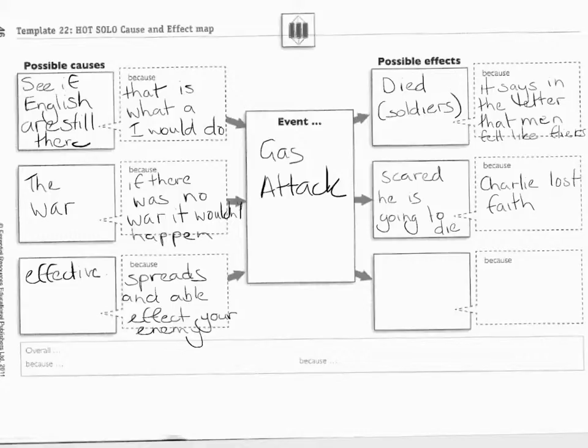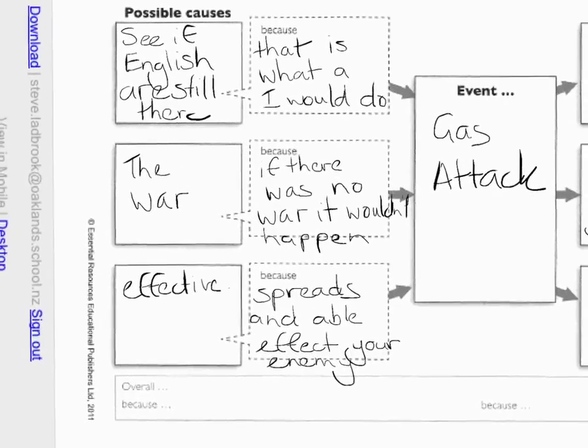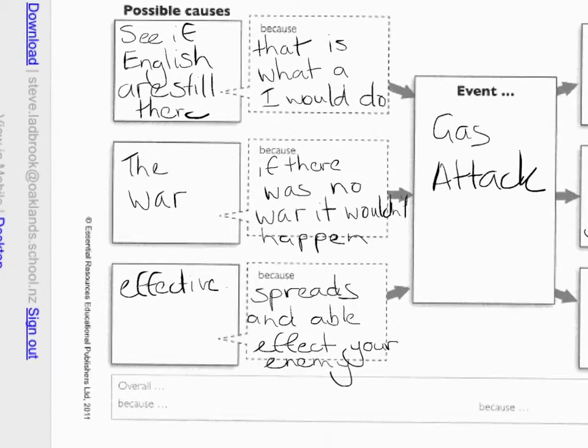If we look at this closely, let's look at just the possible causes. We came up with one reason: the Germans were doing the bombing. That's because that's what I would do if I was in the situation. The war was a big reason. If there's no war, there wouldn't have been a gas attack. And it was also effective. Being able to shoot a canister of gas into the enemy trench was a very good way of really weakening your enemy.